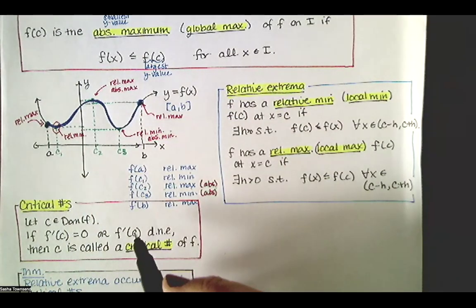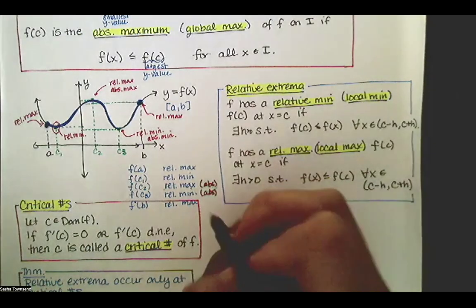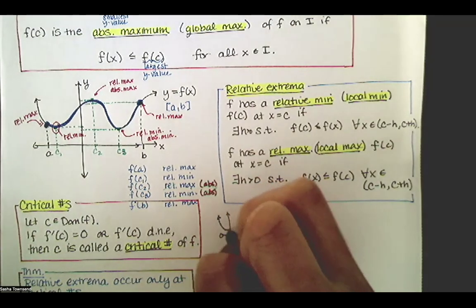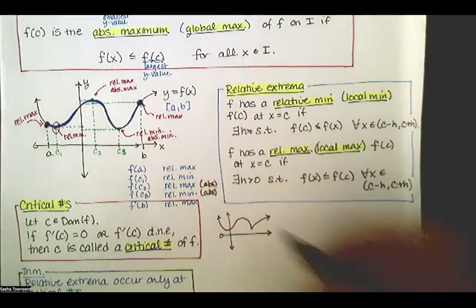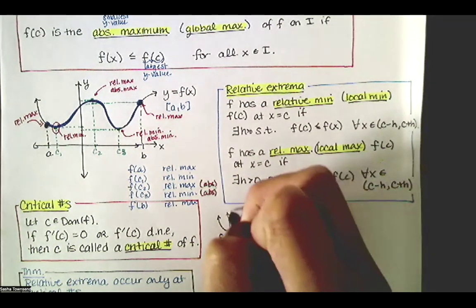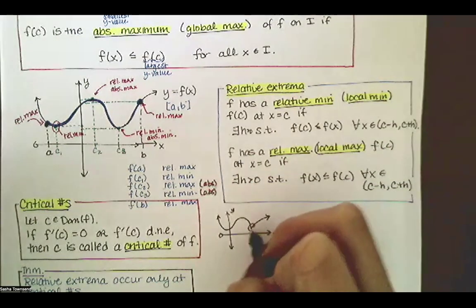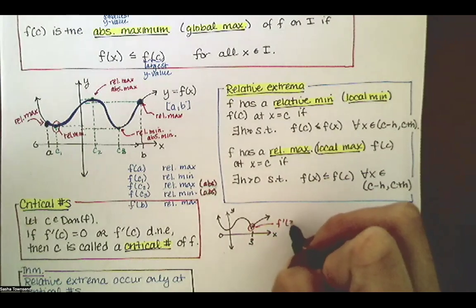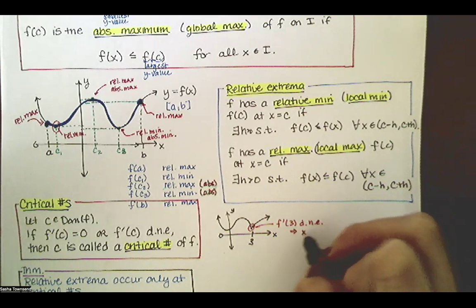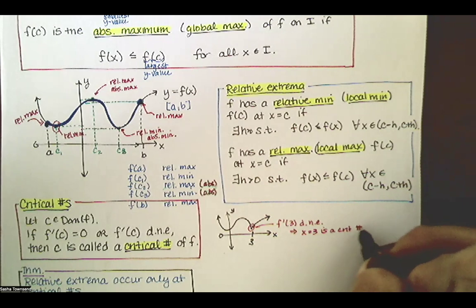Now, it's also possible that the derivative might not exist. So here's an example where the derivative doesn't exist. Maybe it's nice and curvy, but then we have a little sharp corner there. Maybe that corner occurs at x equals 3. That's a point where the derivative does not exist. So we'll say f prime of 3 does not exist. So x equals 3 is a critical number of this function.